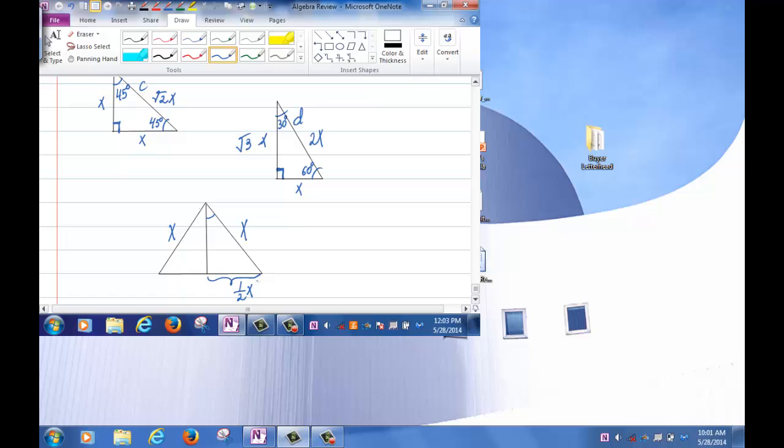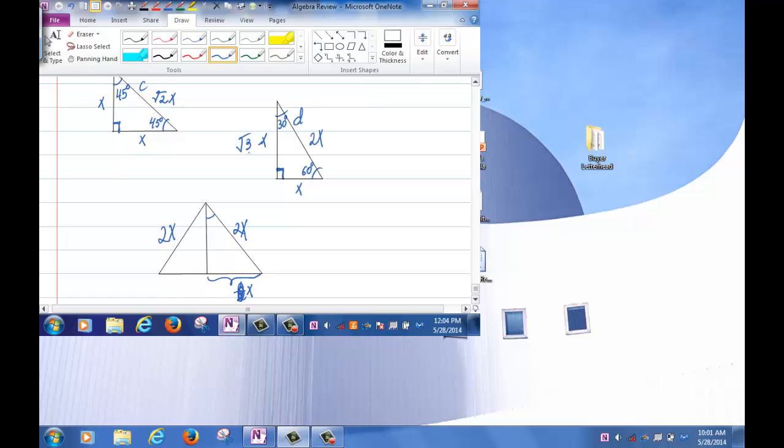So instead of taking each side to be x, let's say each side is 2x. Then this side would be x here, right? So that's why I have x and 2x. But then I know by Pythagoras, the other side is root 3x.